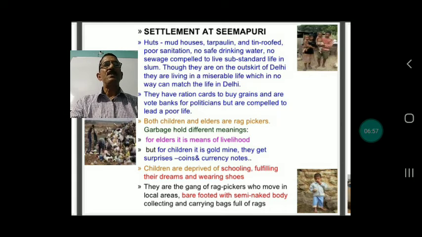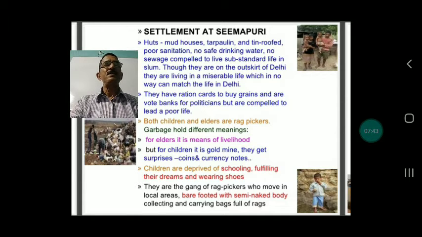They have ration cards that only enable them to buy grains, and they are vote banks for the politicians, and they are compelled to lead a poor life. It means politicians also play a big role in getting them put into the voter list, so that they feel organized and vote for the parties that provide them the voter ID. So here it is a very physical condition.